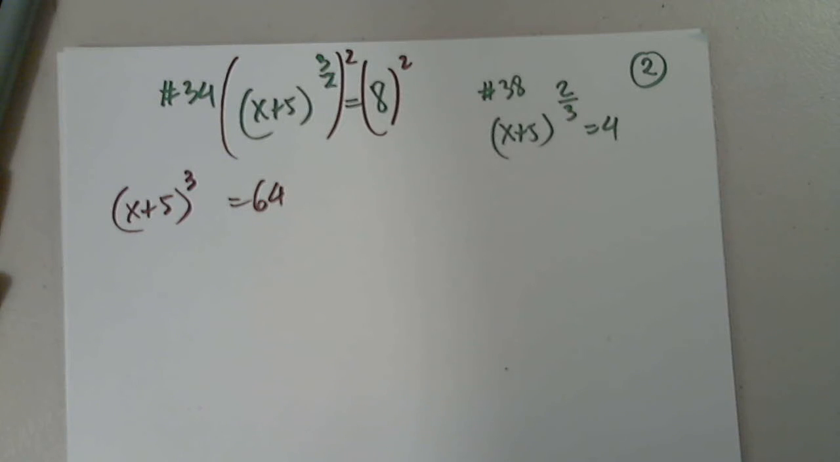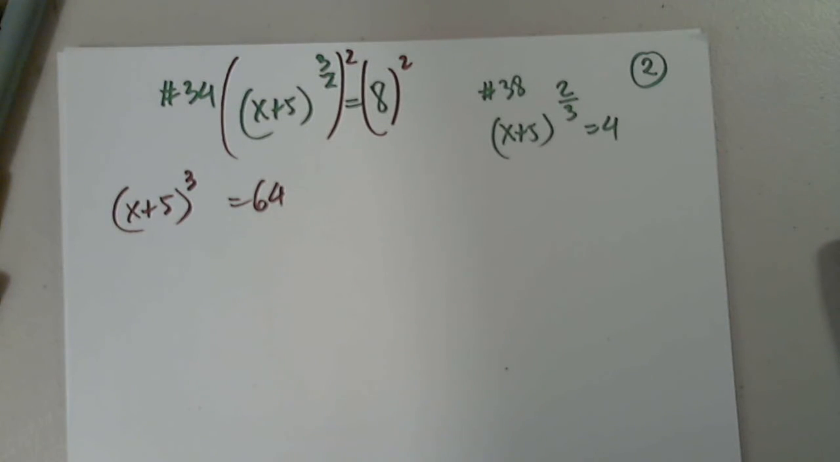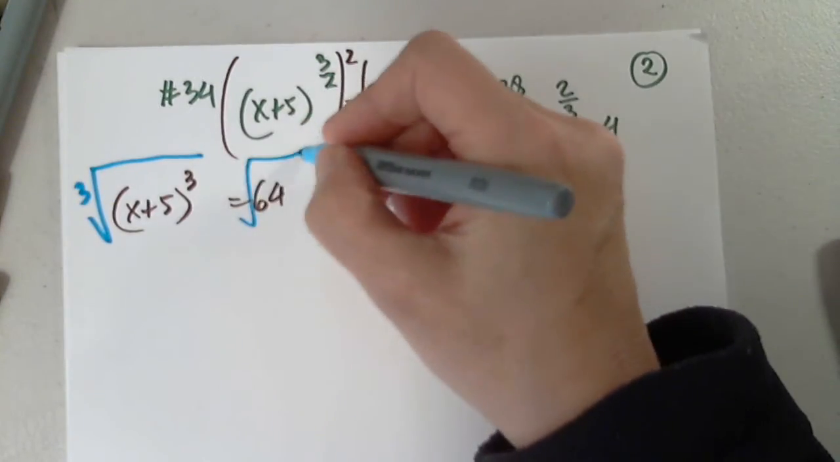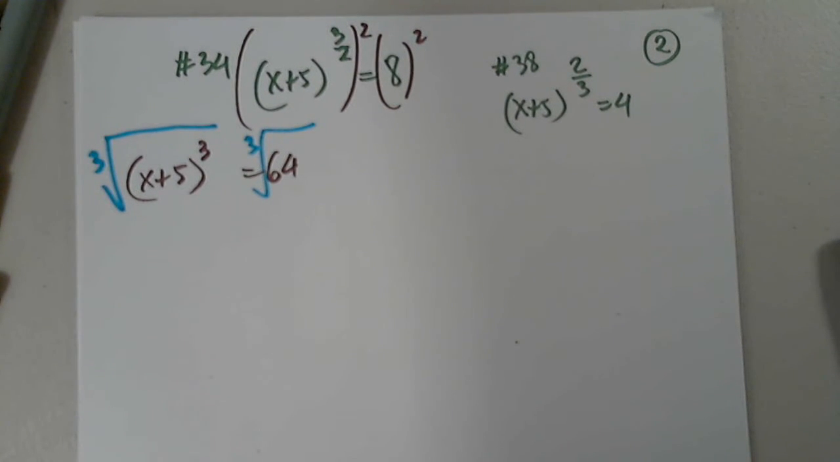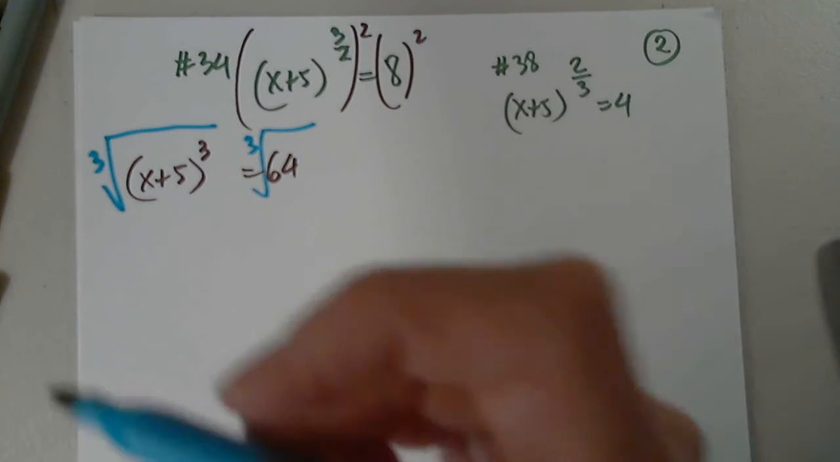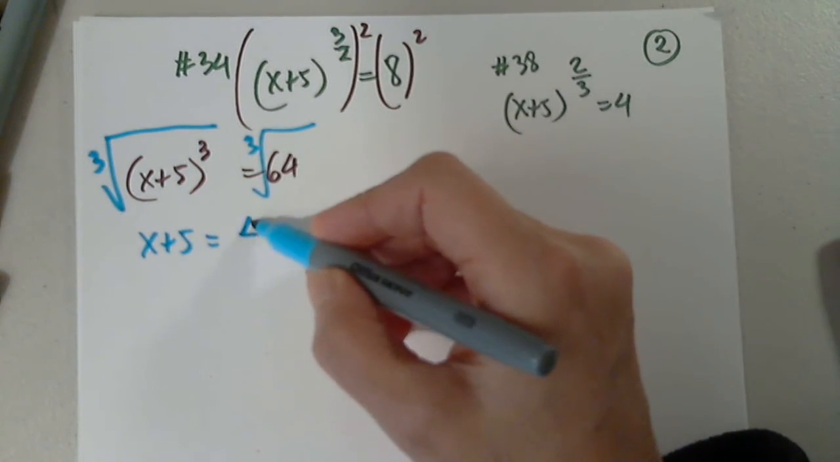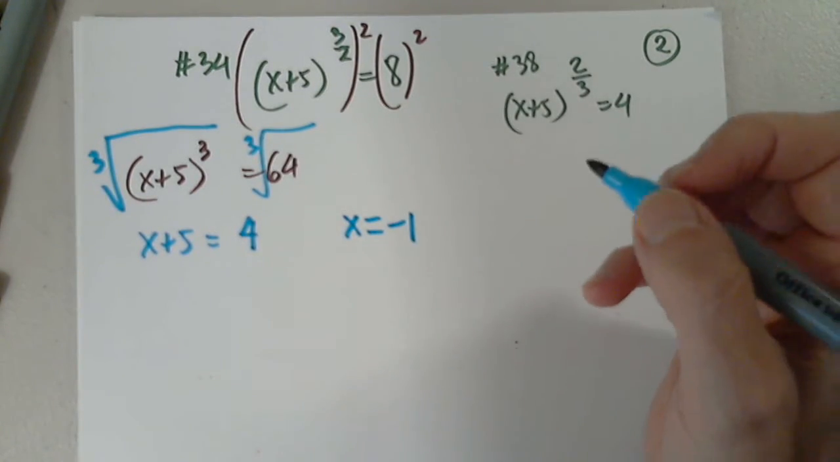And next, what do we have to do? It's a friendly operation because it's the cube root. We are not afraid of odd indices. We are afraid of even indices. They're not friendly. So x plus 5 is x plus 5. The cube root of 64 is 4. So then x equals negative 1.